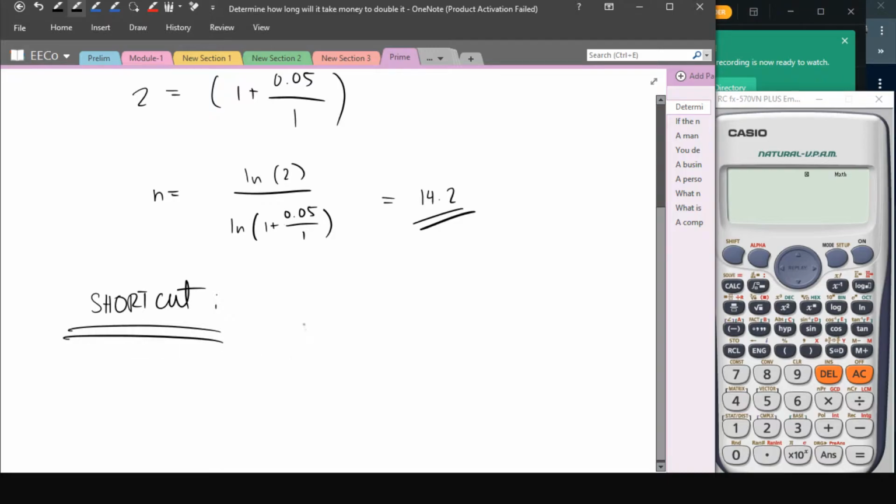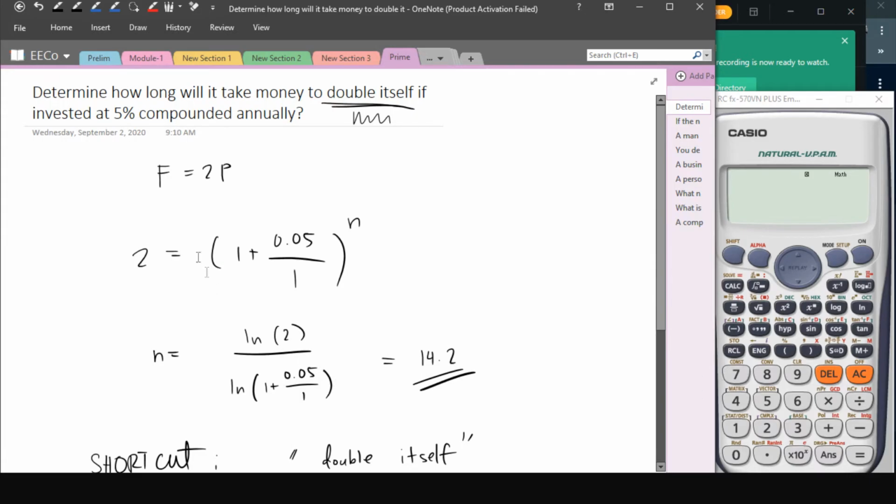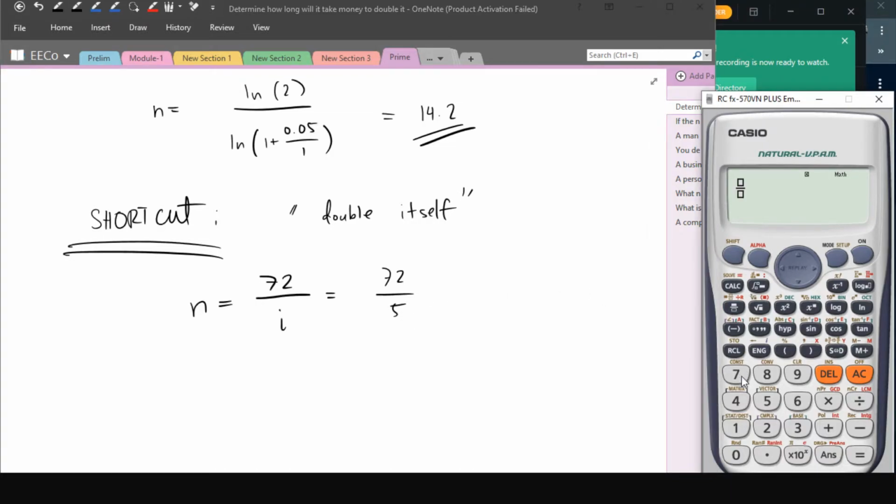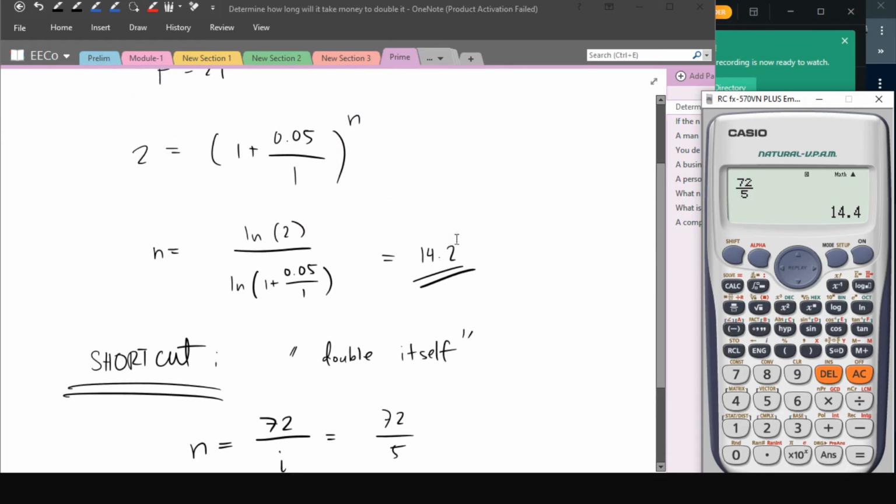Remember this shortcut. Kapag sinabing double itself, all you have to do is yung 72, i-divide mo ng interest. Ano yung interest mo dyan? 5. So, 72, divide mo ng 5. Try natin. 72 divided by 5. So the answer is 14.4. Yung pinakamalapit na sagot. 14.2, 14.4. Yeah.